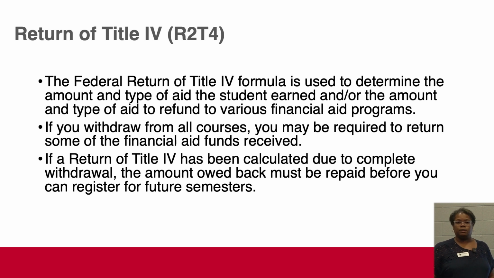The next topic I would like to discuss is return of Title IV funds. Basically what this is: when you are a financial aid student, whether you're receiving federal or state aid, and you decide to withdraw from all your classes for that term prior to the 60% point, then we must perform a calculation on your charges based on how many days you completed in your course. If that amount does not equal 60%, then there's money that you will have to pay back. And once you have a balance on your account, there will be a hold placed and you will not be able to register in future semesters.